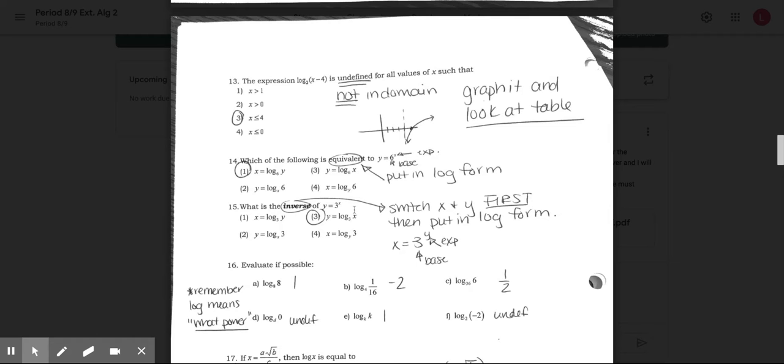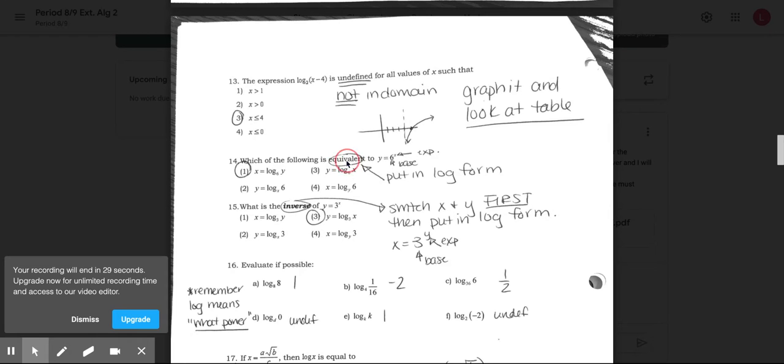Number 14, which is equivalent, right? So it's not inverse. So we want it to be the same. So just put it in log form, which is choice 1. This one is inverse. So we do want to switch x and y. And then by the choices, have it be put into log form.